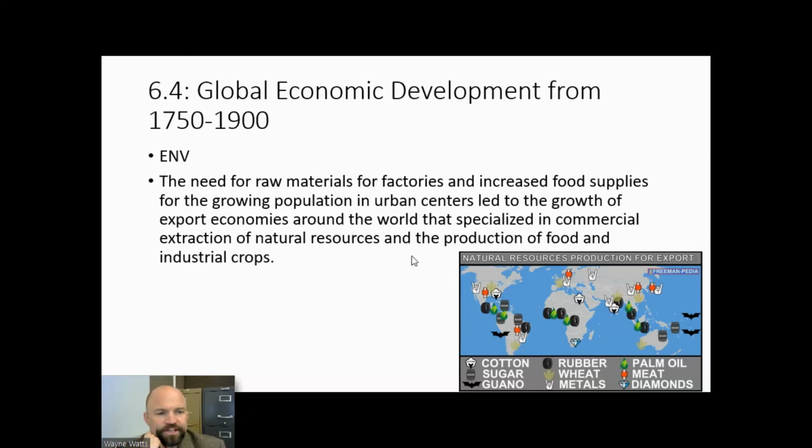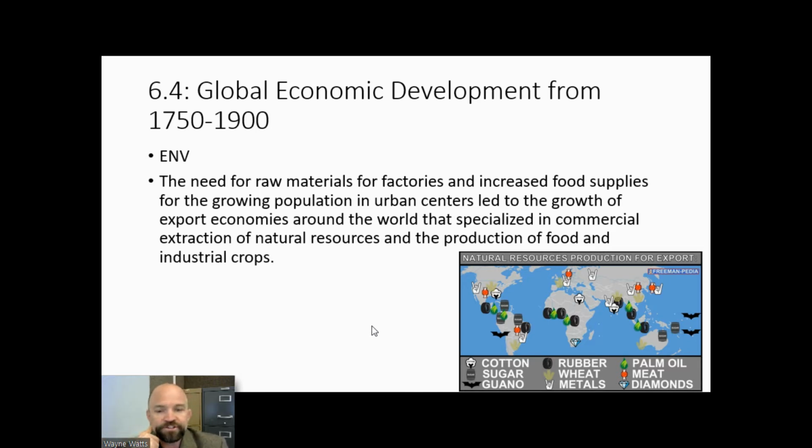All right, ladies and gentlemen, that takes us to key concept 6.4, global economic development from 1750 to 1900. The need for raw materials for factories and increased food supplies for the growing population in urban centers led to the growth of export economies around the world that specialized in commercial extraction of natural resources and the production of food and industrial crops.